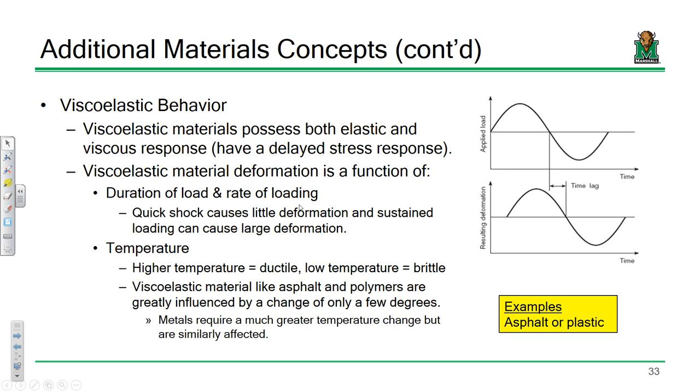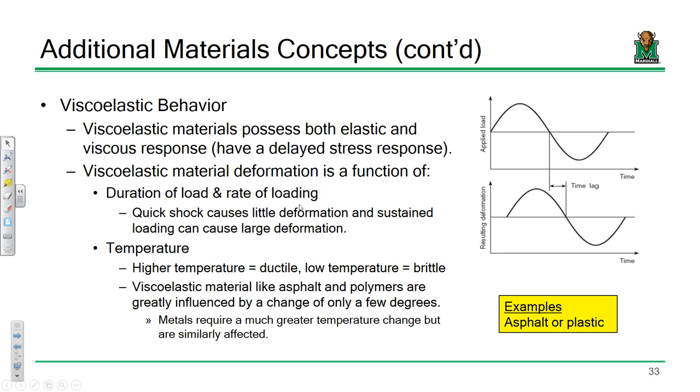Specifically, more often time. So the idea is, if I have a material and I apply a load on it, there's a little bit of a delay before that material responds and begins to deform. A very common example of a material that we would be exposed to that is viscoelastic is a material like asphalt. When you apply a load to asphalt, there's a little bit of a delay. The material sort of has to catch up before it receives that load and begins to respond and deform.